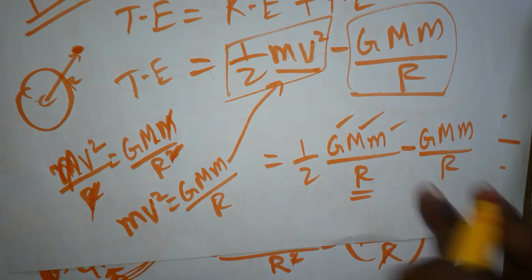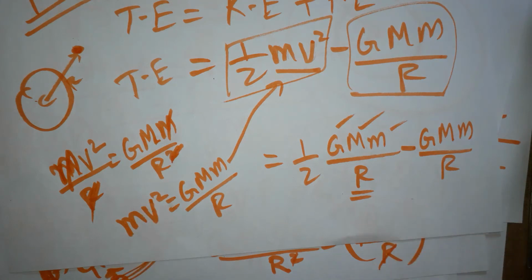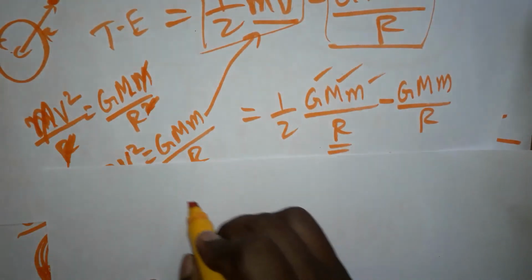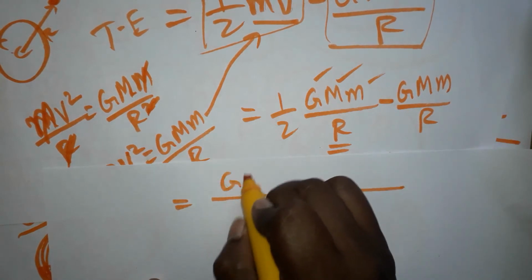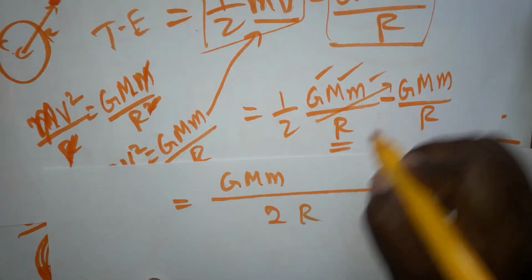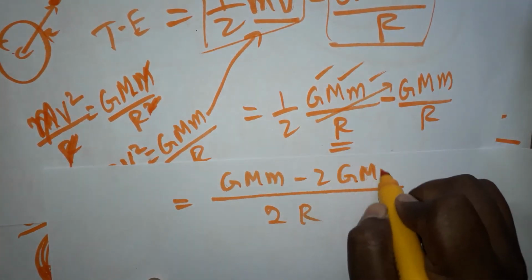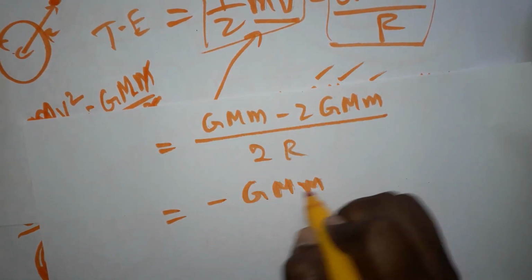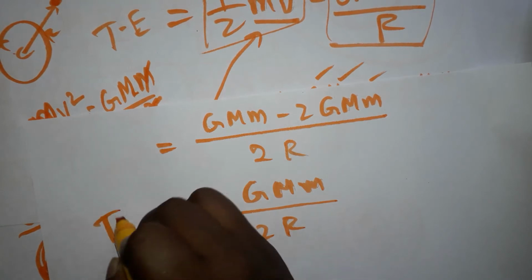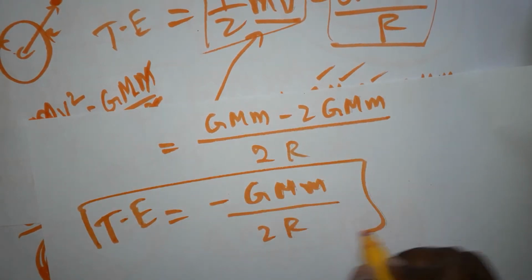Now the same equation we are going to simplify. See how I am going to simplify. The common LCM denominator is 2r. So with cross multiplication, G M m minus 2 times G M m, we get minus G M m divided by 2r. That is the total energy required for the satellite.